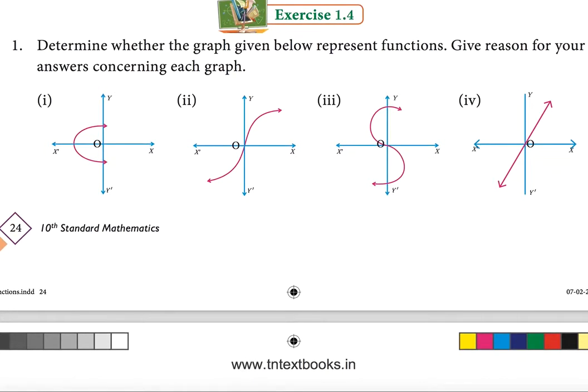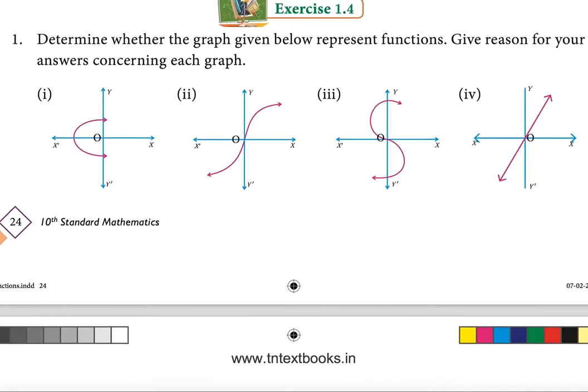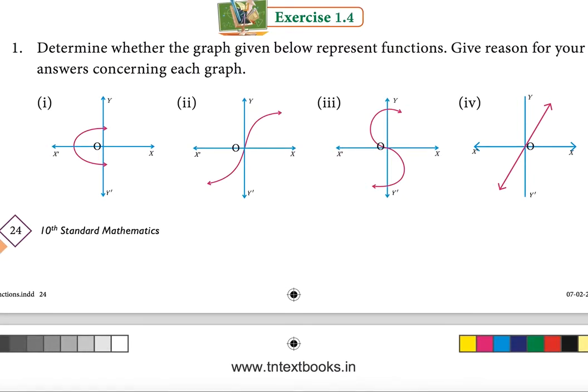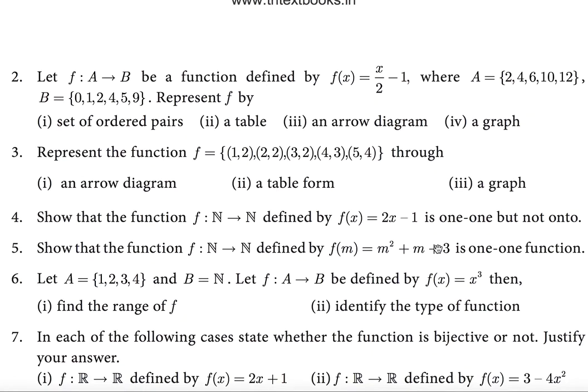Exercise 1.4. Determine whether the graphs given below represent functions. Give reasons for your answer concerning each graph. Draw a vertical line and see what happens. If you draw the vertical line, it cuts the given graph in two places, so this is not a function. This is a function. Wherever you draw a line, you will get only one point. Here this is clearly not a function, you end up getting many points. This is a function. If you draw a vertical line, you will get only one point anywhere.